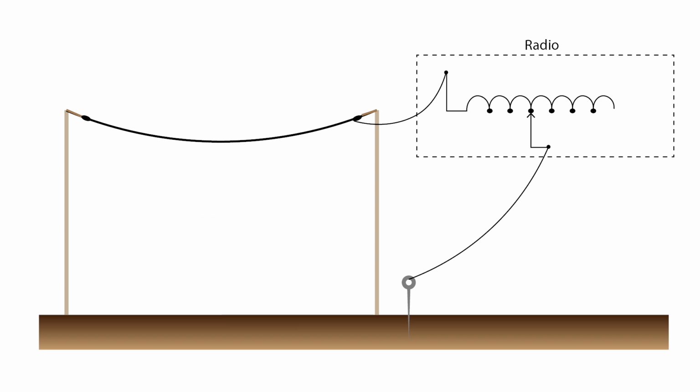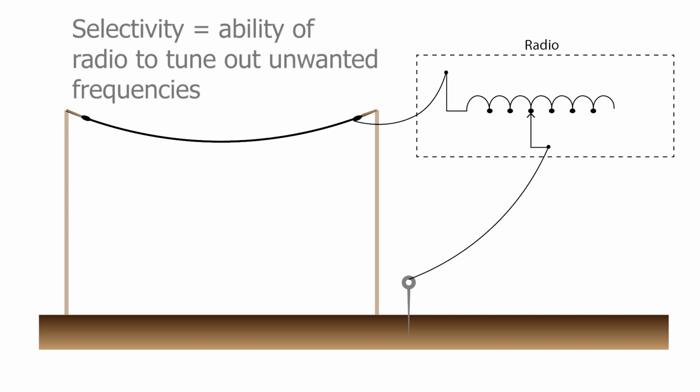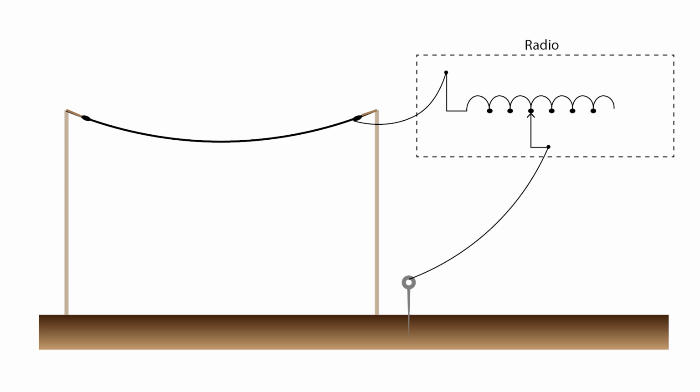But we've sort of solved our problem. We're now receiving a much narrower range of frequencies. Now, the ability of a receiver to tune out unwanted frequencies is known as its selectivity. And you should be aware that the selectivity in this receiver is low. You might still hear overlapping transmissions from multiple radio stations.